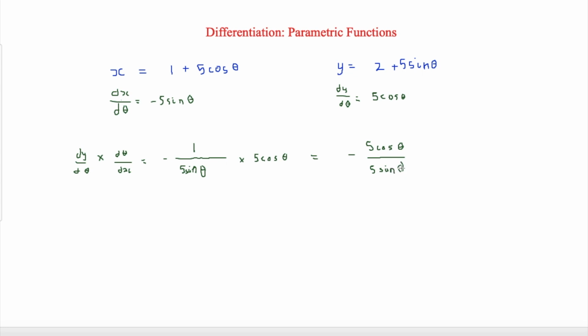However, we can cancel this further. So starting off, the two 5's here can cancel, which means that we are left with minus cos theta over sine theta. And we know that sine theta over cos theta is equal to tan theta. So therefore cos theta over sine theta must be equal to cot theta, which is 1 over tan theta. So therefore it's going to be minus cot theta. And that is our final answer.